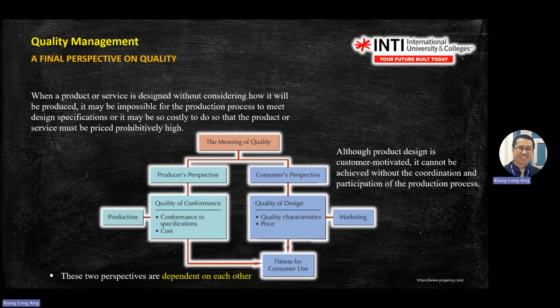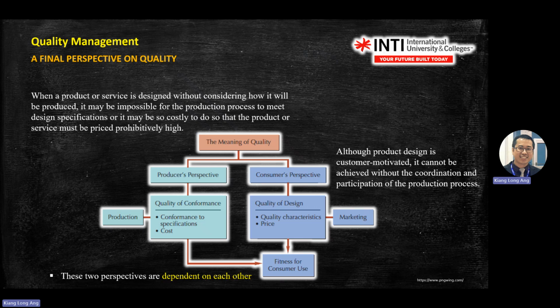Okay, so this slide tells you the perspective of quality. So there are two perspectives if you refer to this meaning of quality. You have left hand side, right hand side. You are the producer, you look at the left hand side. If you are the consumer, then you look at the consumer side. Okay, producer, you look at conformance and you focus on the cost. If you are the consumer perspective, then you look at the design, quality, and the prices, right? Then you combine these two, you get fitness for consumer use, right?